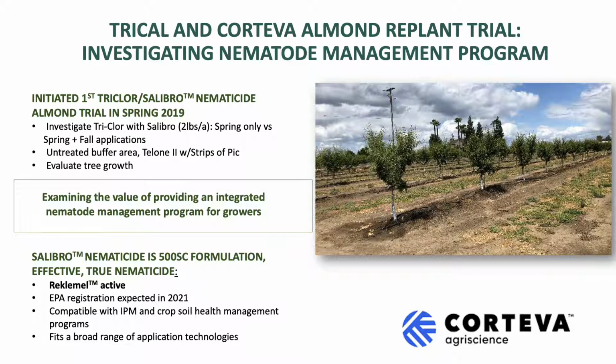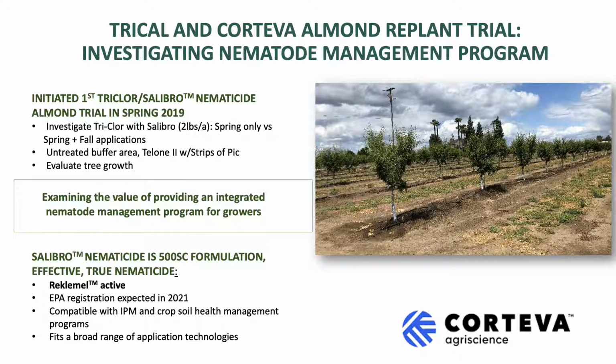Providing solutions to growers by implementing a pre-treatment fumigation with a contact nematicide as a post-treatment at an early stage in plant growth could help deliver additional crop protection, protect root health, as well as provide time for young trees to establish, and most importantly, provide sustainability for growers. We are investigating TRICLOR with Celebro at 2 pounds per acre, looking at spring application versus spring and fall, and looking at an untreated buffer area, as well as Telone with strips of chloropicrin. And by examining nematode efficacy, we're also evaluating tree growth.